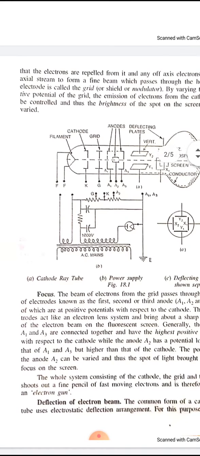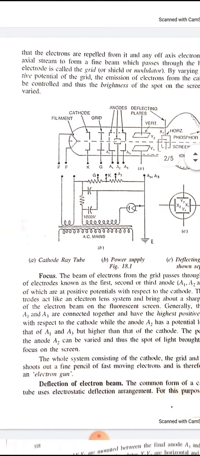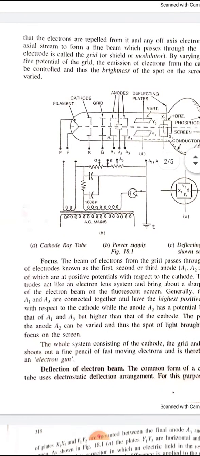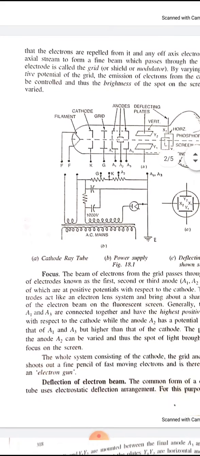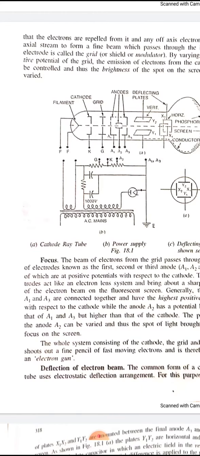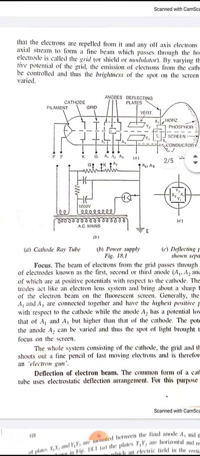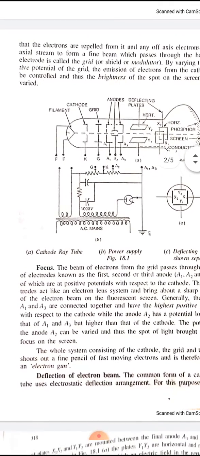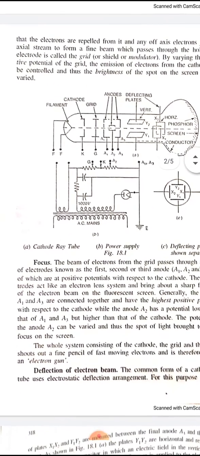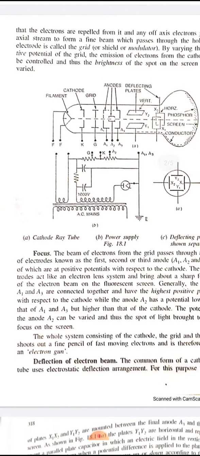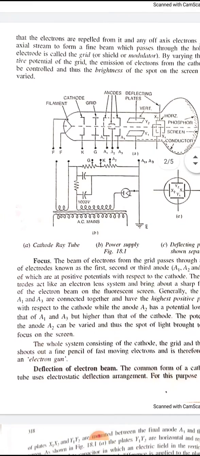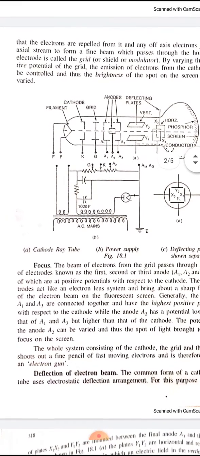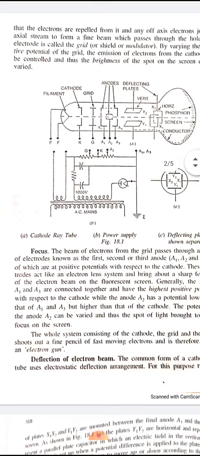By varying the negative potential of the grid, the emission of electrons from the cathode can be controlled and thus the brightness of the spot on the screen can be varied. For the focusing purpose, the beam of electrons from the grid passes through a series of electrodes known as first, second and third anodes, all of which are at positive potential with respect to the cathode. These electrodes act like an electron lens system and bring about a sharp focusing of the electron beam on the fluorescent screen.